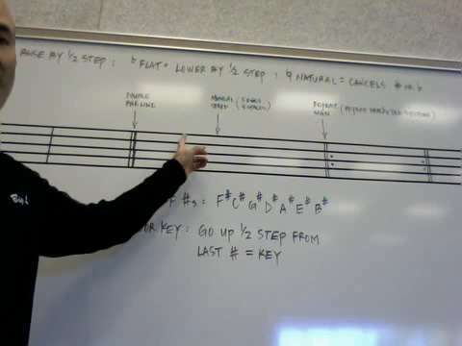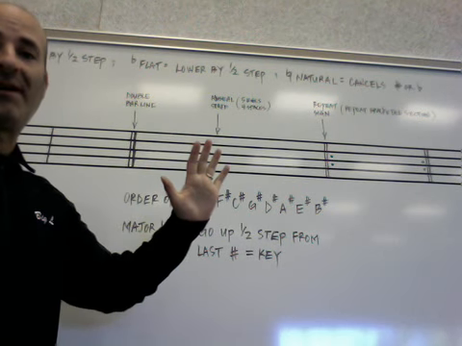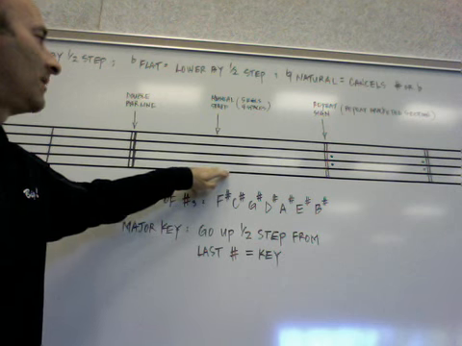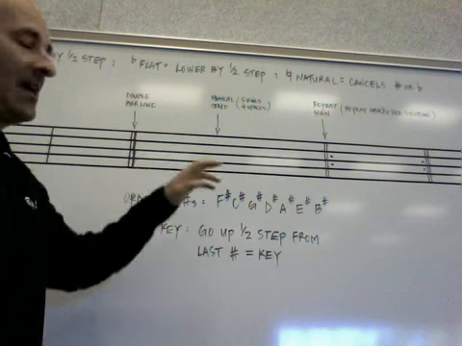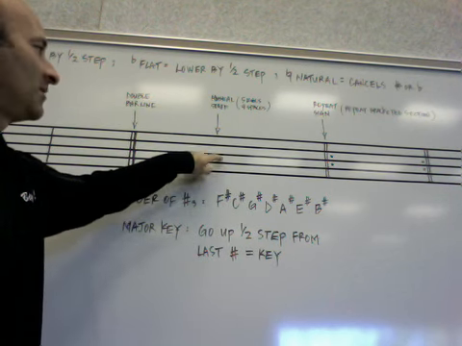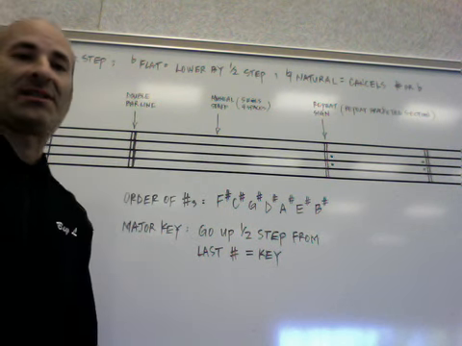Again, we also reinforce that a music staff is made up of 5 lines and 4 spaces, and we always count them from the bottom up. So here we have line number 1, line 2, line 3, line 4, and line 5 up at the top. And then we have our 4 spaces. Space number 1 is at the bottom, space 2, space 3, and space 4. So that's our music staff.